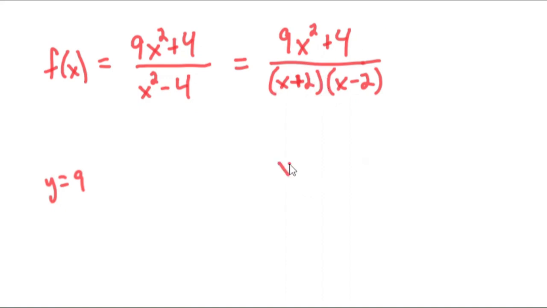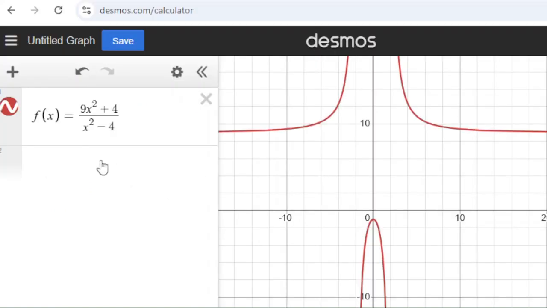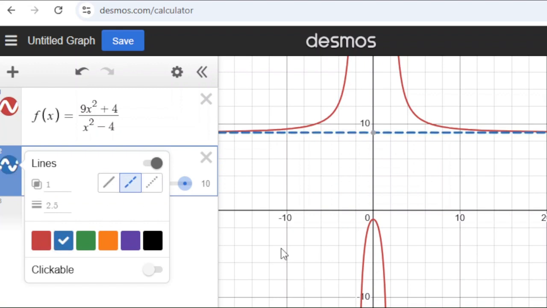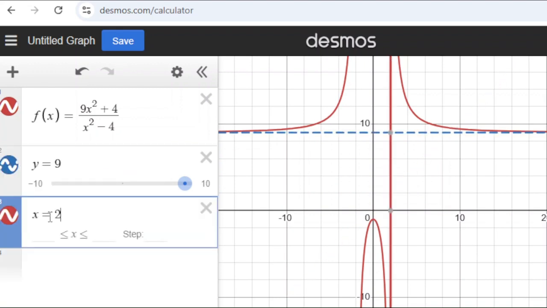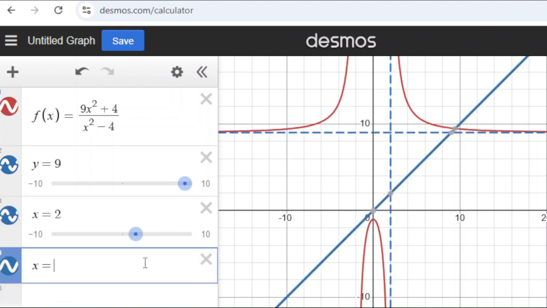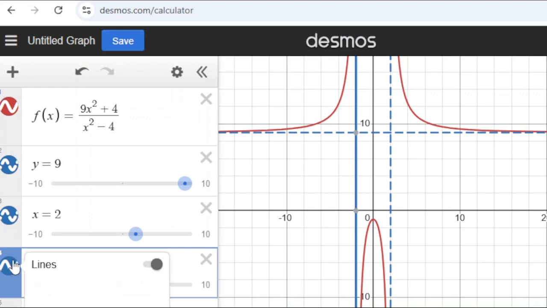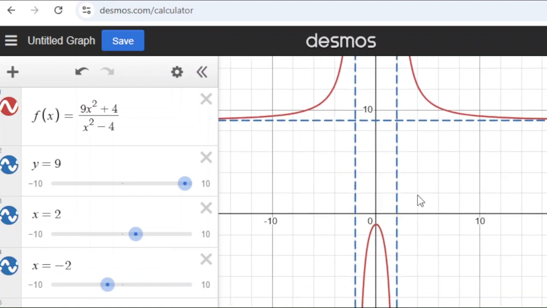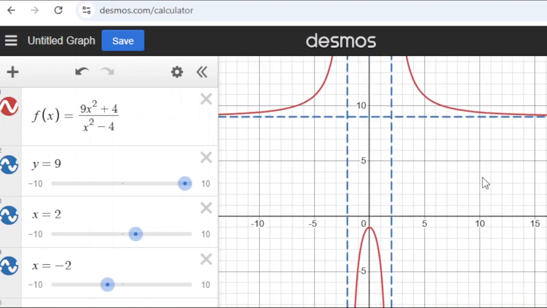So our vertical asymptotes are going to be x equals 2 from this one right here, and x equals minus 2 from this one over there. In fact, notice on Desmos here, we see y equals 9 is a horizontal asymptote. And we see that x equals 2 and x equals negative 2 are the vertical asymptotes. We have vertical asymptotes at 2 and negative 2, and we have this horizontal asymptote y equals 9.